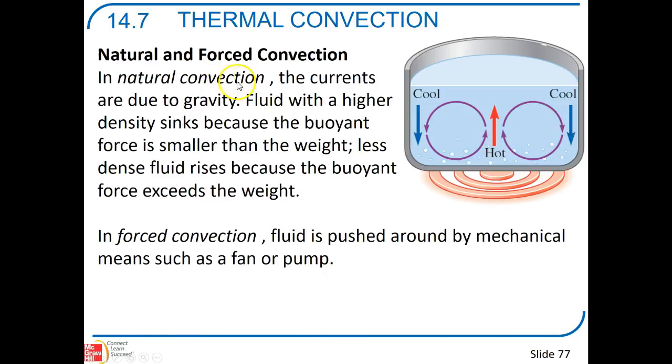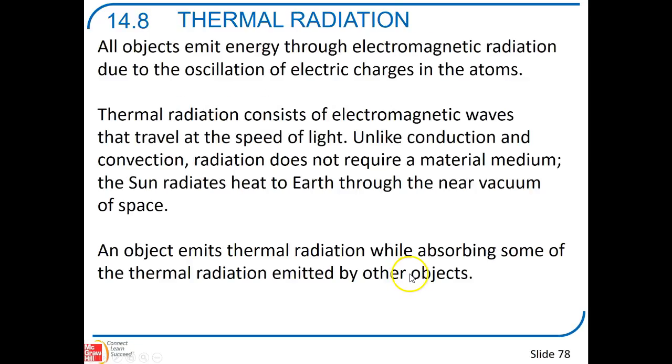Natural and forced convection. In natural convection, the currents are due to gravity. So a fluid with a higher density sinks, and then becomes more buoyant as it gets warm. That less dense fluid rises. In forced convection, the fluid is pushed around by mechanical means such as a pump or a fan. So your heating system in your home does that. If you have a fan in the ceiling, the fan is nice because you can either push heat down or you can pull heat up and make it come down the wall. So it's kind of a nice little system that happens there.